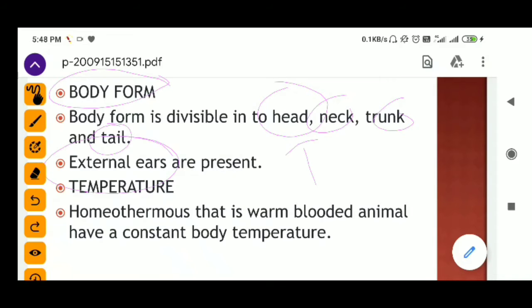Coming to temperature, are they cold-blooded or warm-blooded? All mammals are homeothermous, that is warm-blooded, which means they have a constant body temperature. In any environment, they maintain a constant internal body temperature. For example, in humans it is 37 degrees Celsius, whether you live in a cold area or a hot area.